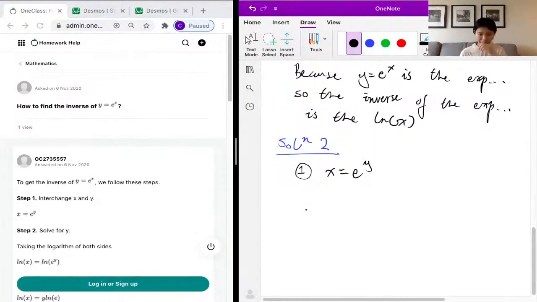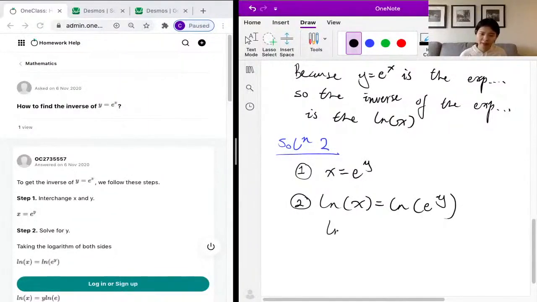Then we try to get y alone on its own. In order to do so in this specific case, we would want to take the ln of both sides of the equation so that the equality is preserved. So ln of x is just ln of x. There isn't really much we can do to simplify it. But based on the rule of logarithms, ln of e to the power of y can be simplified as y times ln of e.